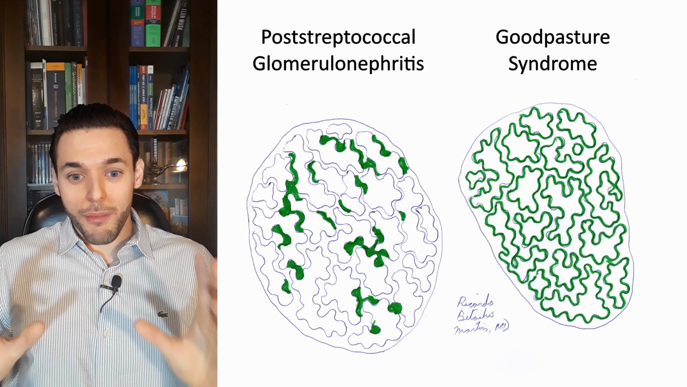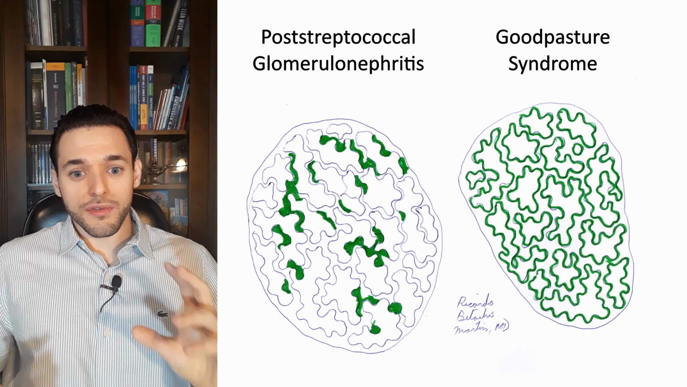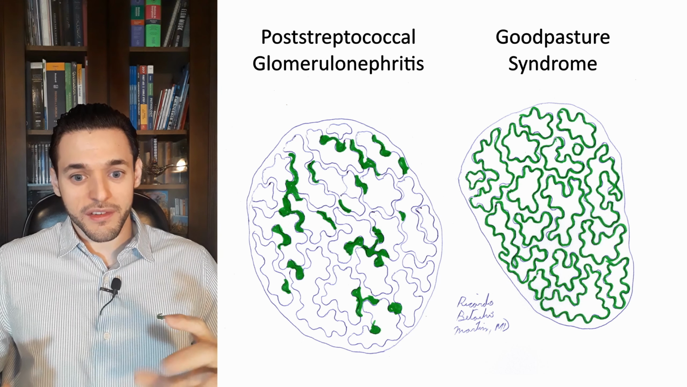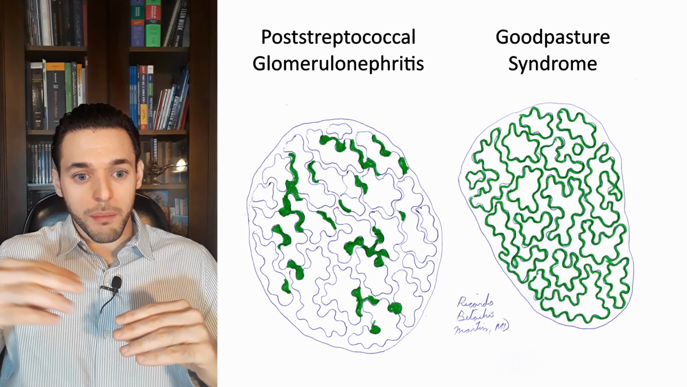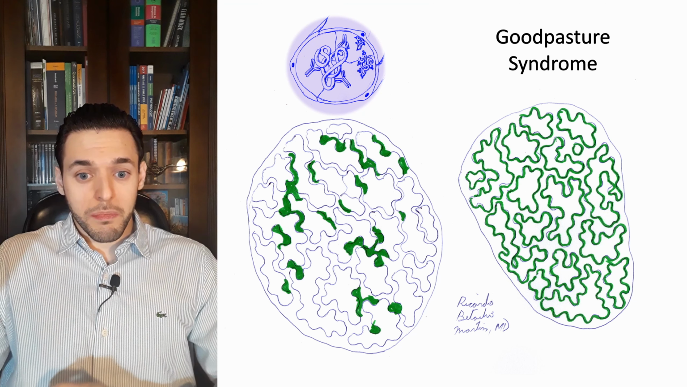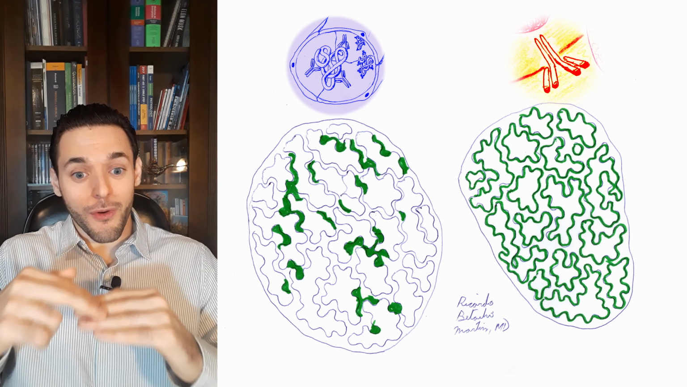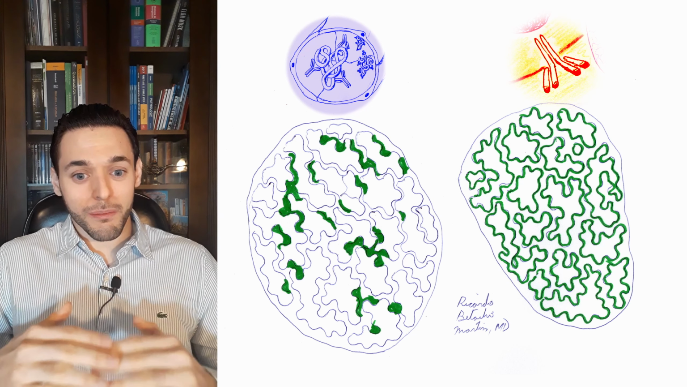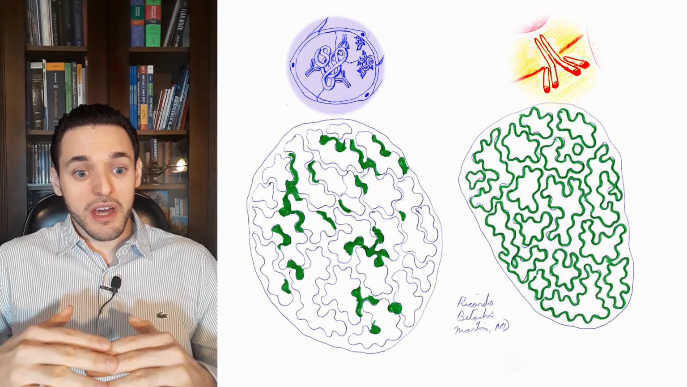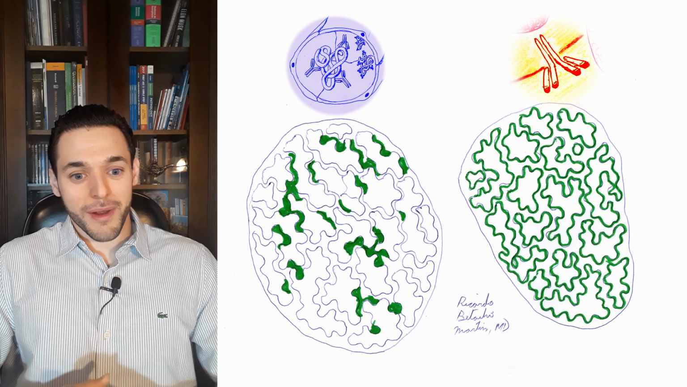But they differ precisely in mechanism, whereas we've seen that post-streptococcal glomerulonephritis involves immune complex deposition leading to the lumpy-bumpy pattern. In Goodpasture syndrome, we have autoantibodies targeting type 4 collagen, a major component of the basement membrane, in both the kidneys and the lungs. This is reflected in the linear antibody deposits on immunofluorescence.